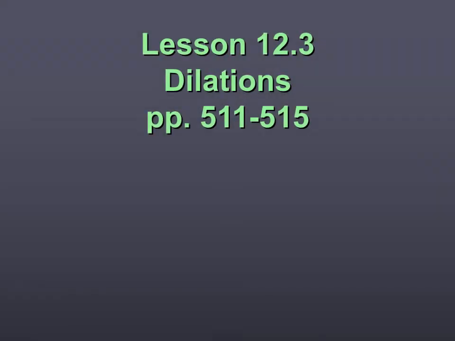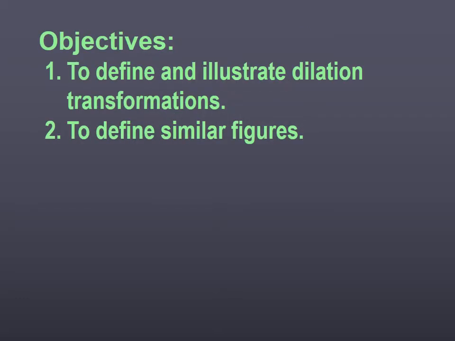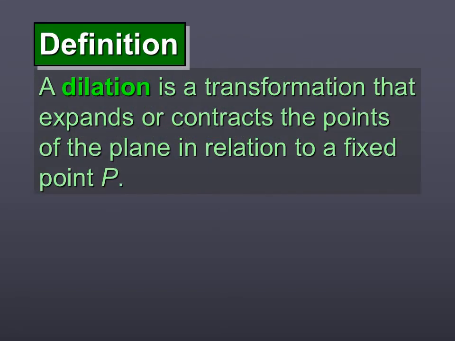Today we're going to talk about a specific transformation called a dilation. So we're going to define and illustrate what a dilation is, and then we're going to talk a little bit about similar figures. The definition of a dilation is that it's a transformation that expands or contracts the points of the plane in relation to a fixed point called P.